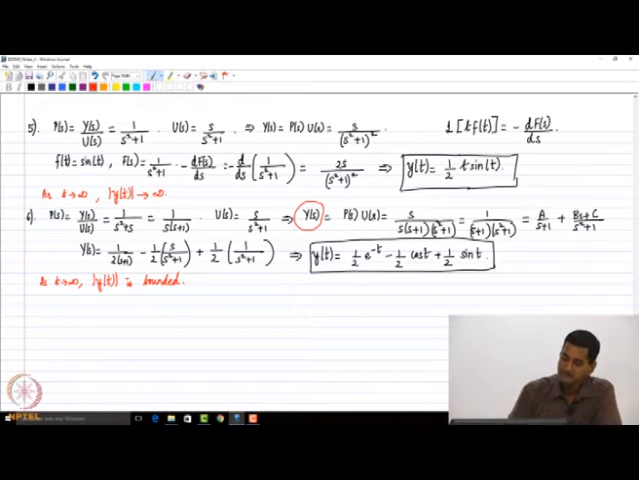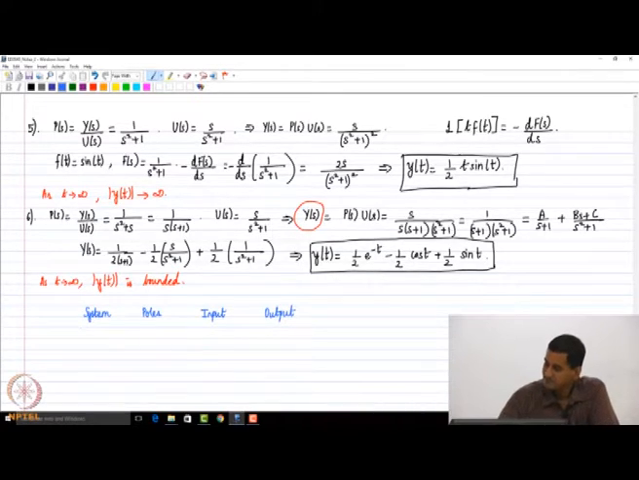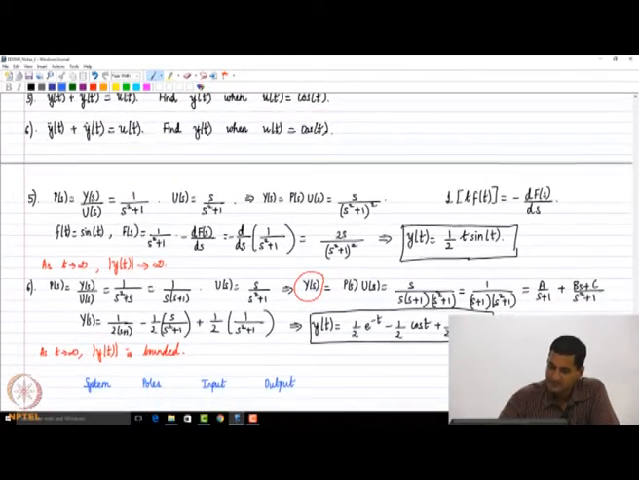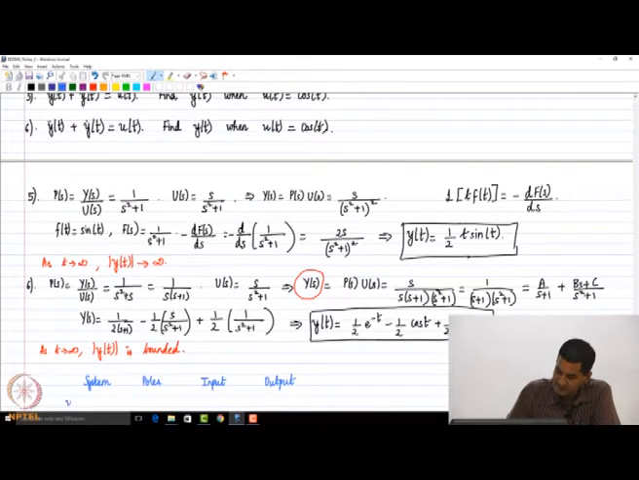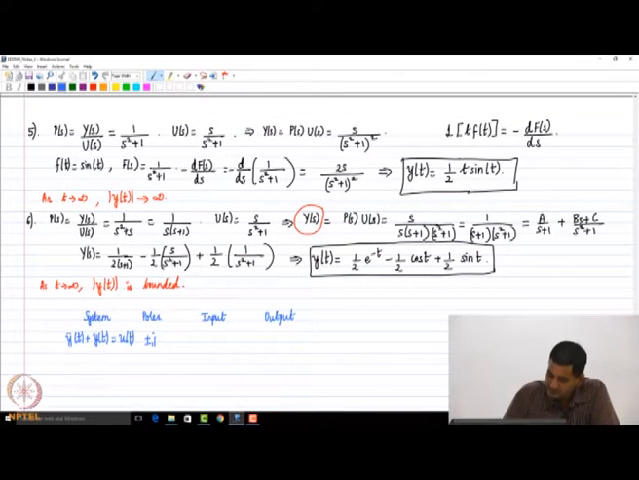So let's construct a simple table. Let's say a system, poles, input, output. So first let's take the system which had complex conjugate poles, right? So first let's take y double dot plus y of t is equal to u of t. The poles were at plus or minus j, right?